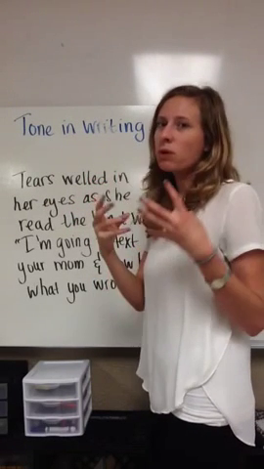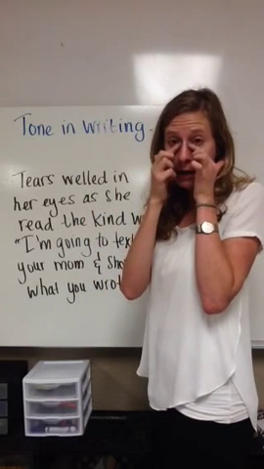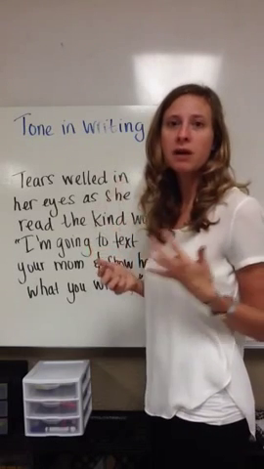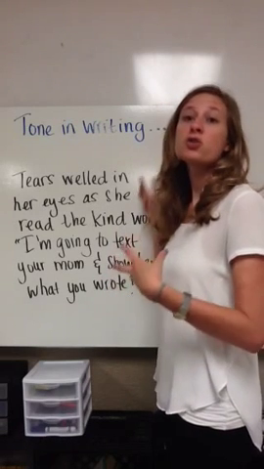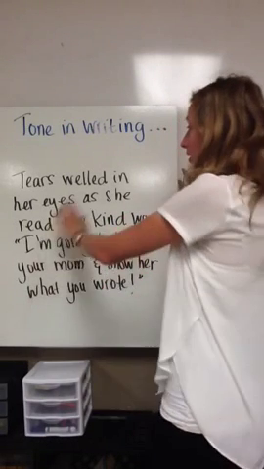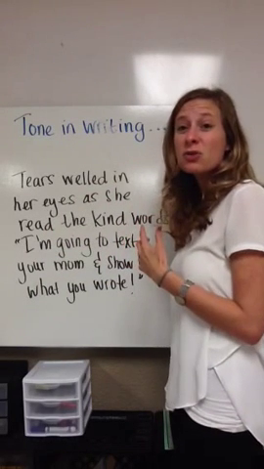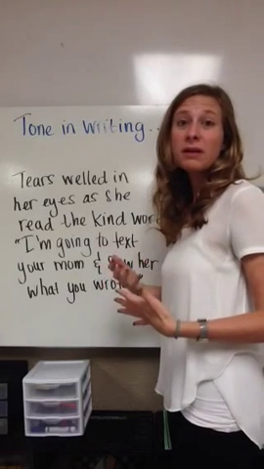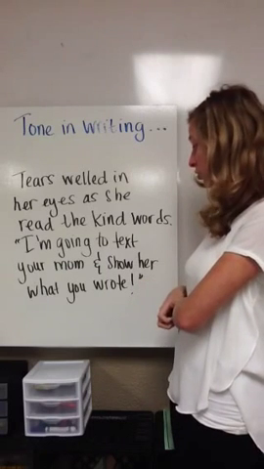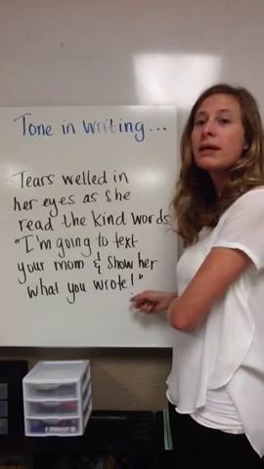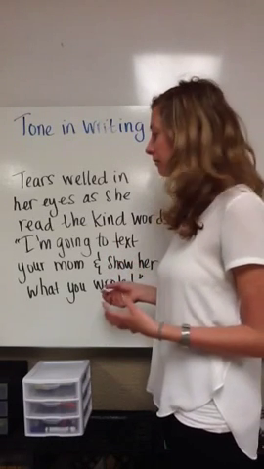But she's not outright bawling. She's not sobbing. Tears are welling in her eyes, so they're just pooling up right here in the bottom of her eyes. So this shows that this person is incredibly touched, but is trying to hold it together. This one sentence really conveys the attitude that the writer wants you to feel. It helps you to understand that this next quote, "I'm going to text your mom and show her what you wrote," is spoken with kindness, or maybe even with the emotion of gratitude behind it.